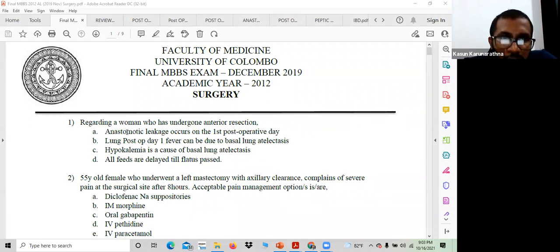First one, anastomotic leakage occurs on post-operative day 1. This is false, right? Usually anastomotic leakage occurs on post-op day 5, unless you have a huge technical error in doing the repair. Usually we assume that the technique is all right. Anastomotic leakage usually occurs from day 5 onwards.